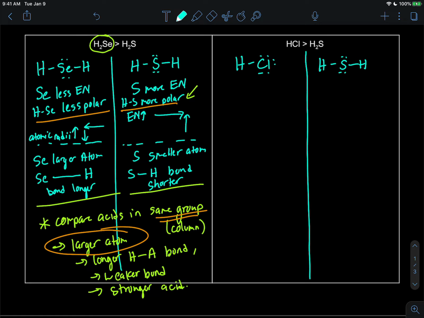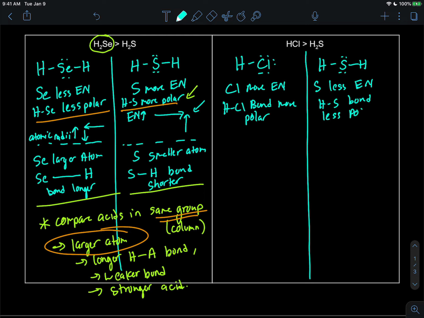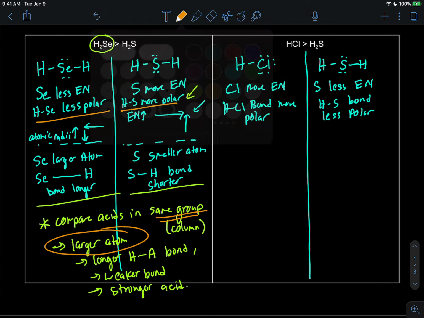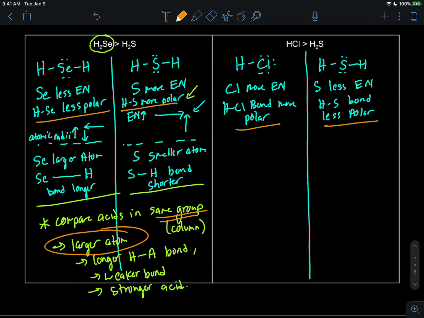And so now if we compare these, we would see that chlorine, again going by this guideline right here, is further to the right of sulfur, so chlorine is a more electronegative atom, whereas sulfur is a less electronegative atom. What does that mean for our bond? That means the hydrogen-chlorine bond is more polar, and the hydrogen-sulfur bond is less polar. Okay, so now we can make those observations about the polarity.